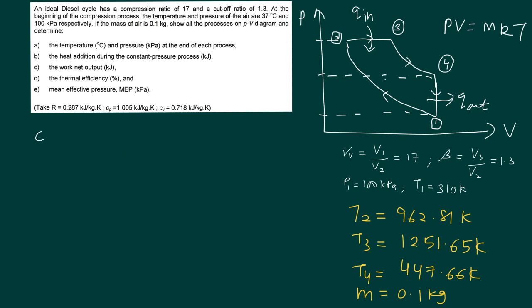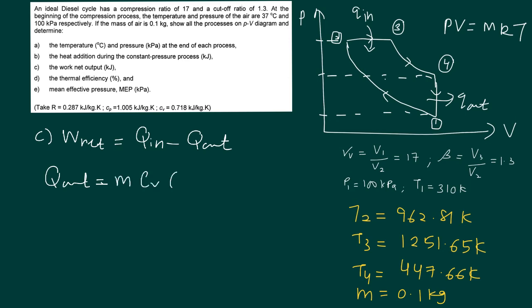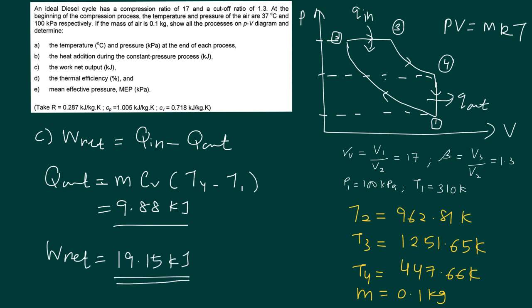Next is to find your work net, which is your Q in minus your Q out. So you already got your Q in, now is to find out what is the value of your Q out. So your Q out is equal to, because the process is happening at constant volume, you're going to times with your CV, and not to forget your mass. So finally you will have about 9.88 kilojoule. So you can find your work net. So your work net will be 19.15 kilojoule.